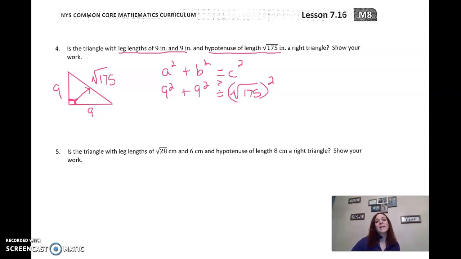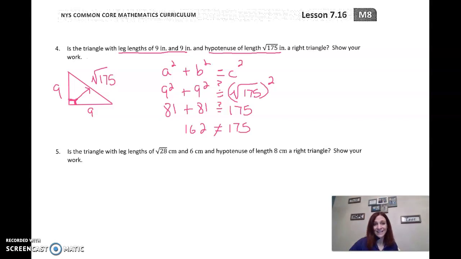So 9 squared is 81, and 9 squared is 81. Does that equal, now, when we take the square root of a number and then square it, they undo each other. Doesn't matter which order you do it in. So basically, squaring the square root of 175 cancels out the square root, and we just have 175. So 81 plus 81 is 162. And you know what? That does not equal 175.